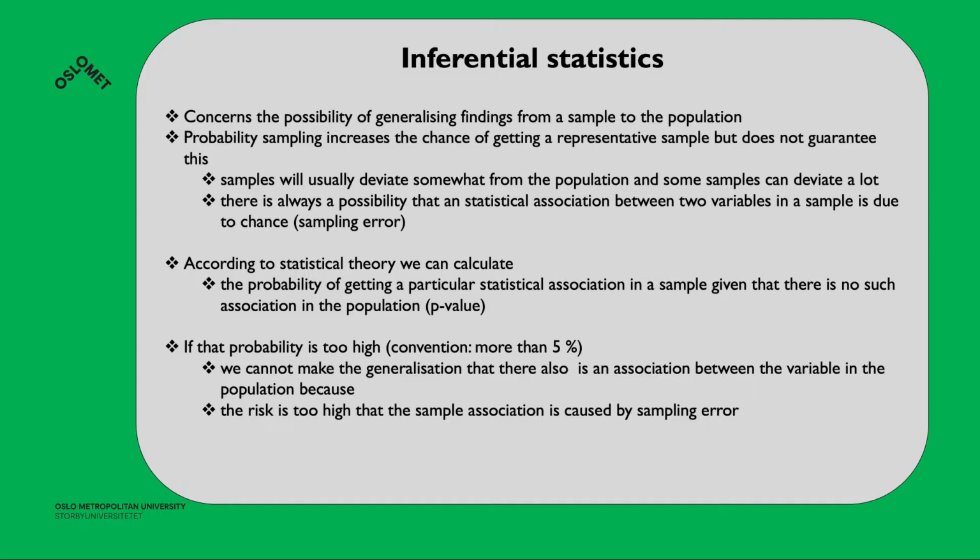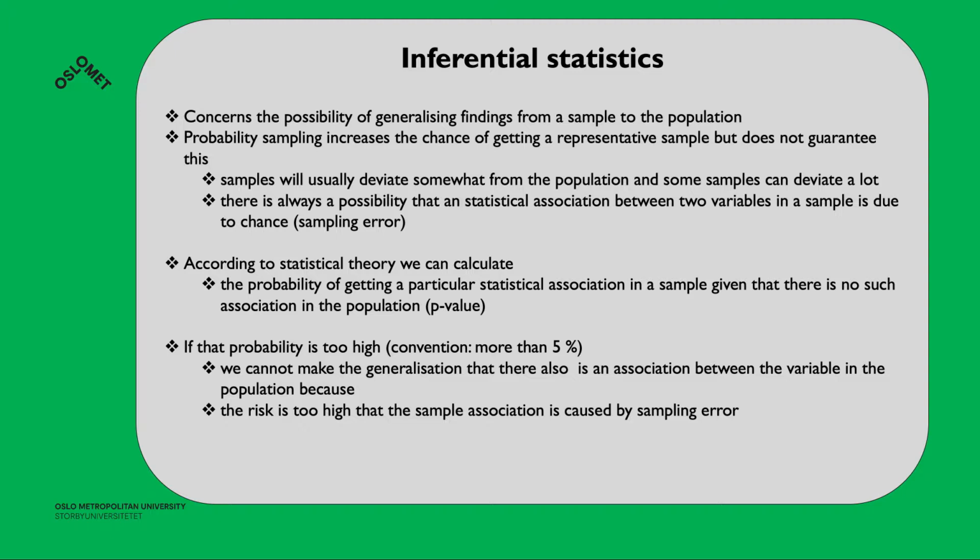And probability sampling increases the chance of getting a representative sample, but does not guarantee this. Samples will usually deviate somewhat from the population, and some samples can deviate a lot. And there is always a possibility that a statistical association between two variables in a sample is due to chance, that is sampling error. And according to statistical theory, we can calculate the probability of getting a particular statistical association in a sample, given that there is no such association in the population as a whole, and that's our p-value.